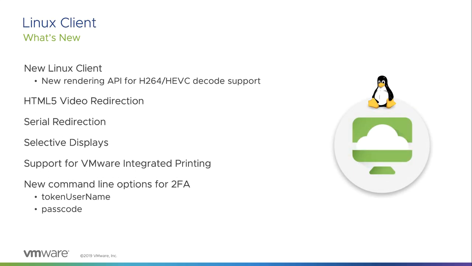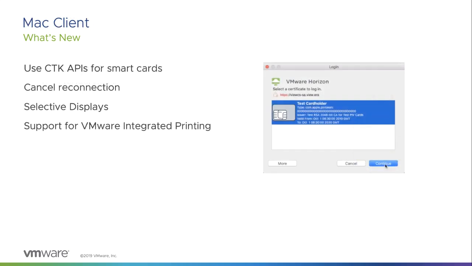In the Linux client, we have a new rendering API used for H.264 and HEVC decoding. We have HTML5 video redirection support. You can select the displays that you want to connect to with the Horizon client. It supports VMware integrated printing, and there are some new command line options if you're using two-factor authentication for something like RADIUS or RSA. Token, username, and password are also sent.